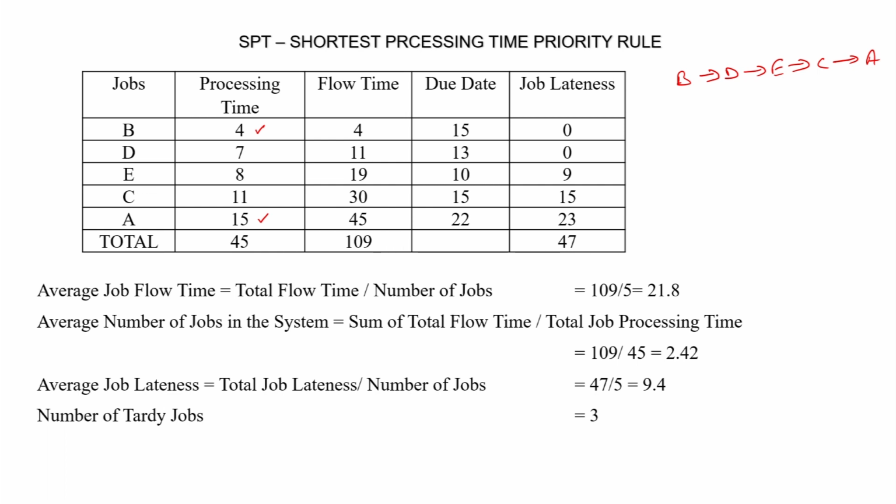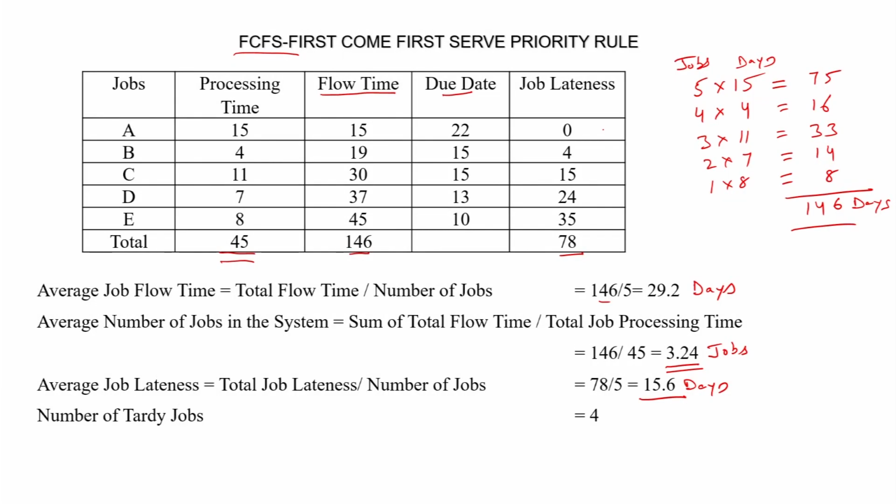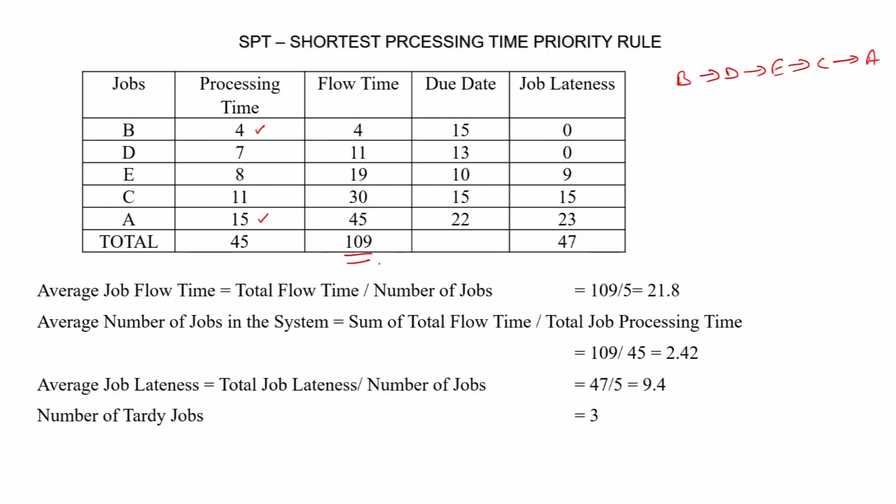Now, in the same manner as we calculated for first come first serve, let us calculate the flow time. The flow time for job B is 4, job D is 11, job E is 19, job C is 30, and job A is 45. The total flow time is 109 in shortest processing time. Now, you can compare also. This is much lower than the 146 of first come first serve. So, shortest processing time helps us in reducing the number of jobs in the system and the average flow time also.